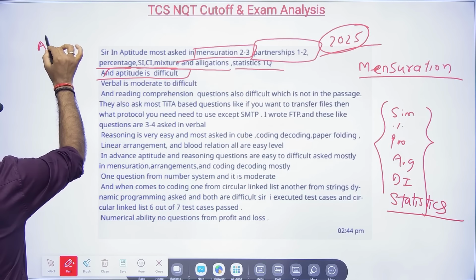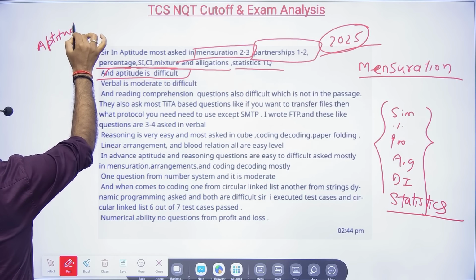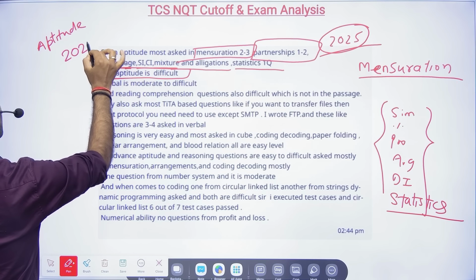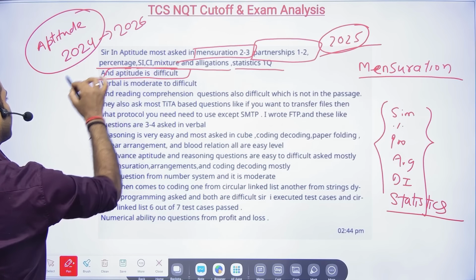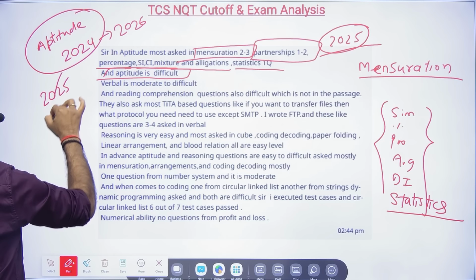So friends, aptitude is difficult means again you go back to the 2024 batch aptitude. Whatever was asked, a similar pattern they have repeated in 2026. The 2025 batch aptitude was easy.